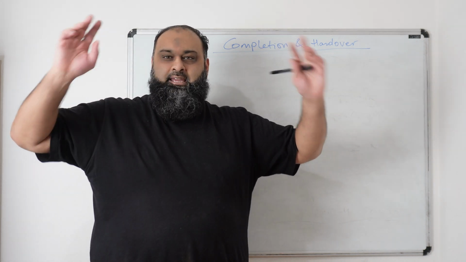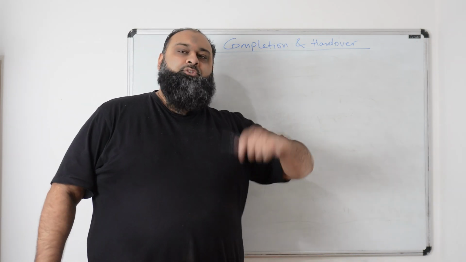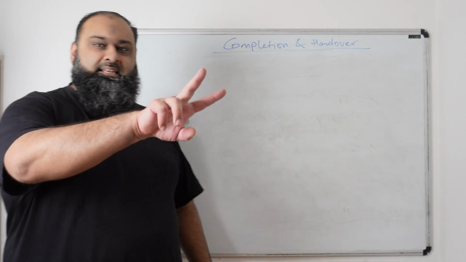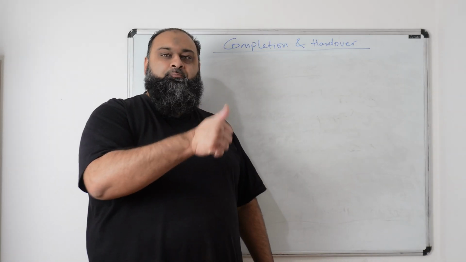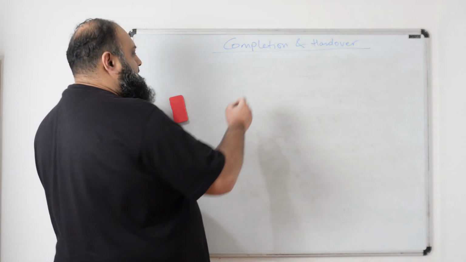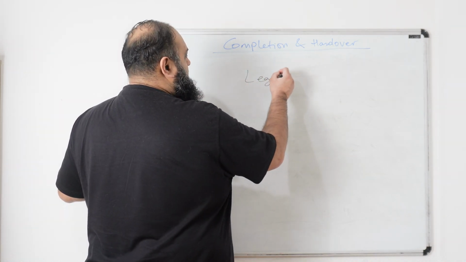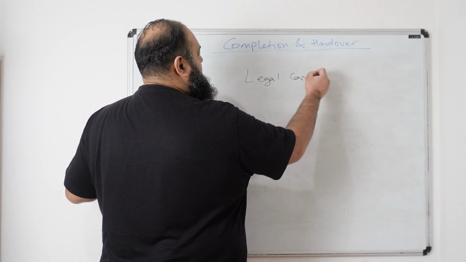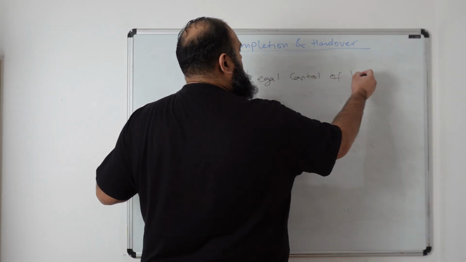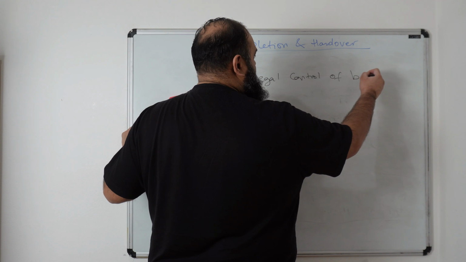So now that the funds are being deployed and you've signed on the dotted line, signed the APA, SPA, lease agreements, whatever it may be to get the deal done, there's 2 main things that need to be done now. The first thing is that you need to get legal control of the business, of the new business.